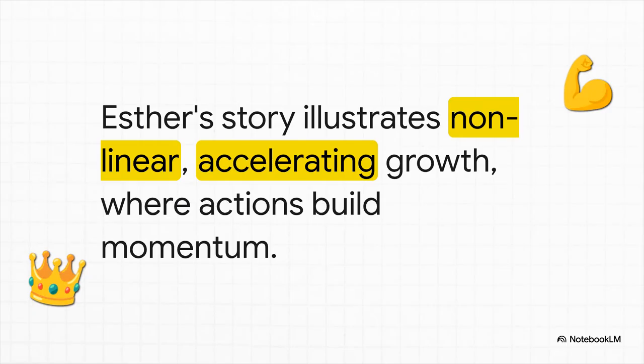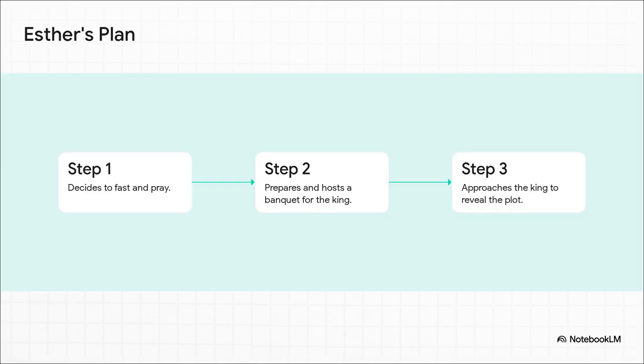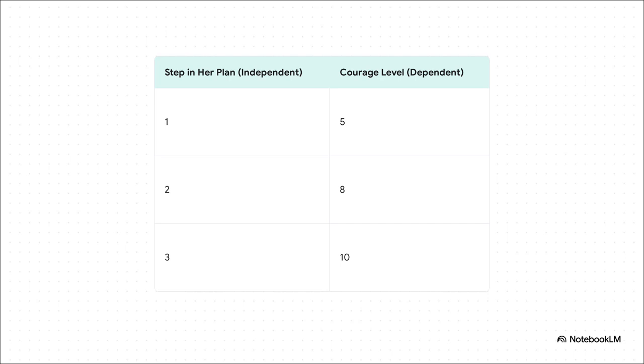And for our final case study, we get something even more complex. Queen Esther. Her story is used to illustrate a nonlinear, accelerating kind of growth. This is where one action builds on another, creating momentum. So, the lesson breaks her plan down into these 3 key steps. And these steps are our independent variable. You can see how each one requires a bigger and bigger level of risk, and therefore more courage than the last. And here's how they put a number on it.